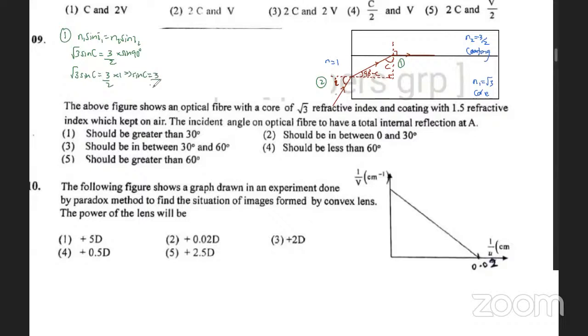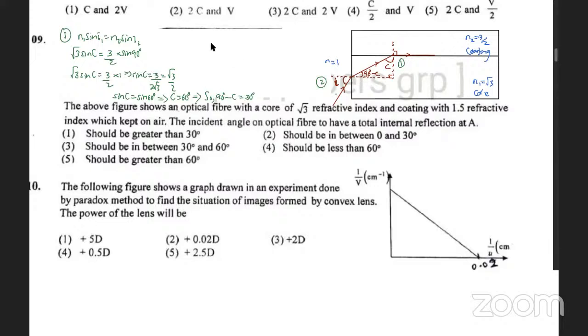3 over 2 root 3, which is again root 3 over 2. Alright, so what is sine C, people? So you can say now sine C is equal to sine 60, because root 3 by 2 is sine 60, no? That means our C has to be 60. If C is 60, then what is 90 minus C? So 90 minus C is equal to 30. 30, right? Okay.